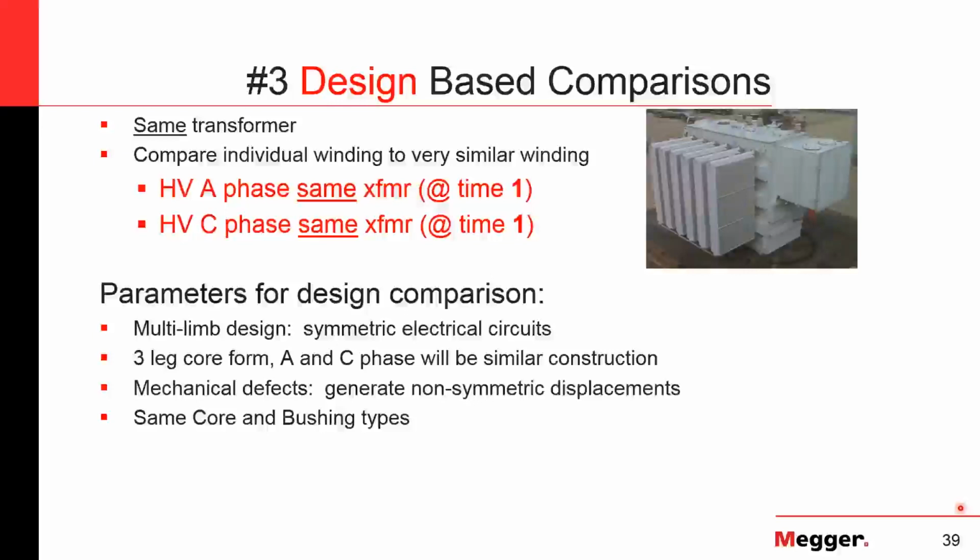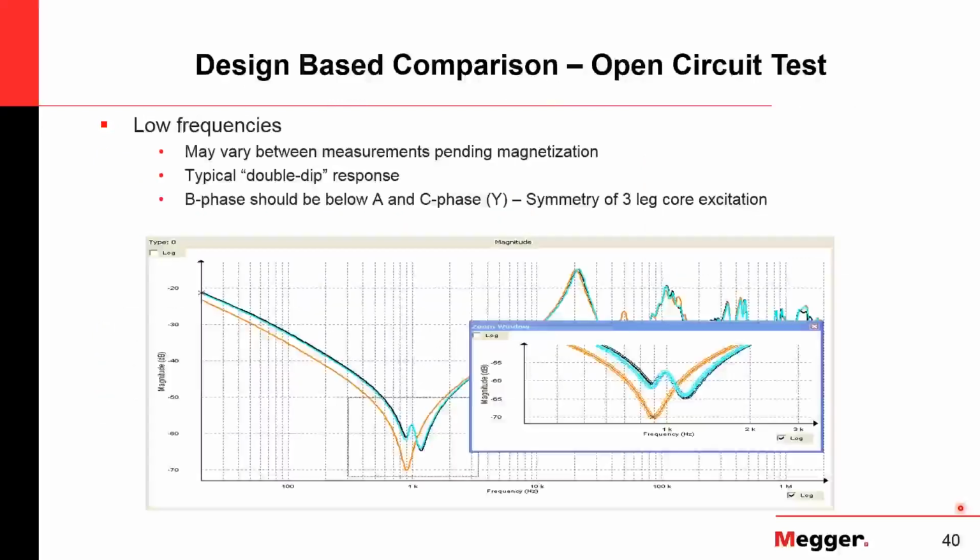So a couple things to look for on a design-based comparison. On your open circuit test, if you look down in the core region, what you'll see is A and C phase will be very similar, or should be very similar, and overlap each other. And you have this typical double dip response, where the two outside legs respond the same, and then you have that single dip for your center leg.